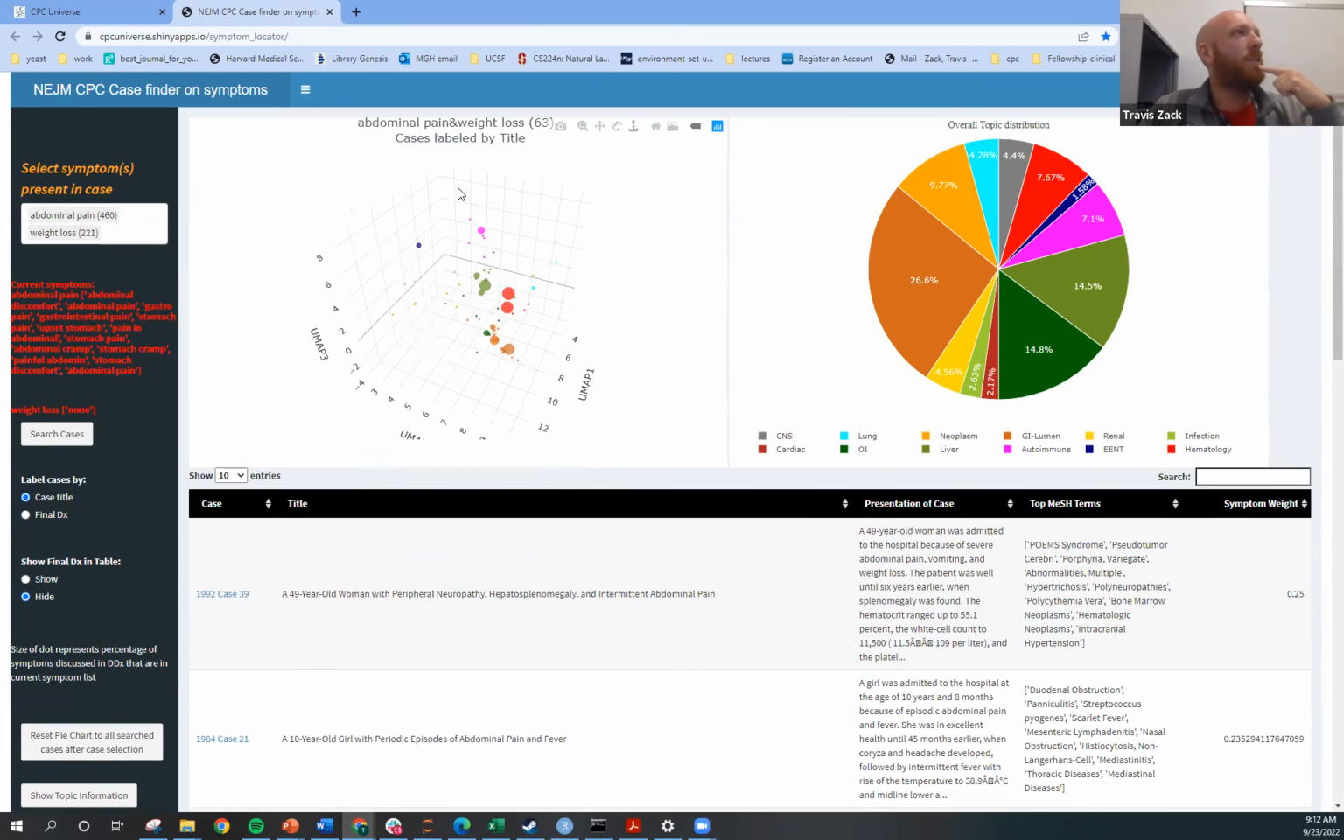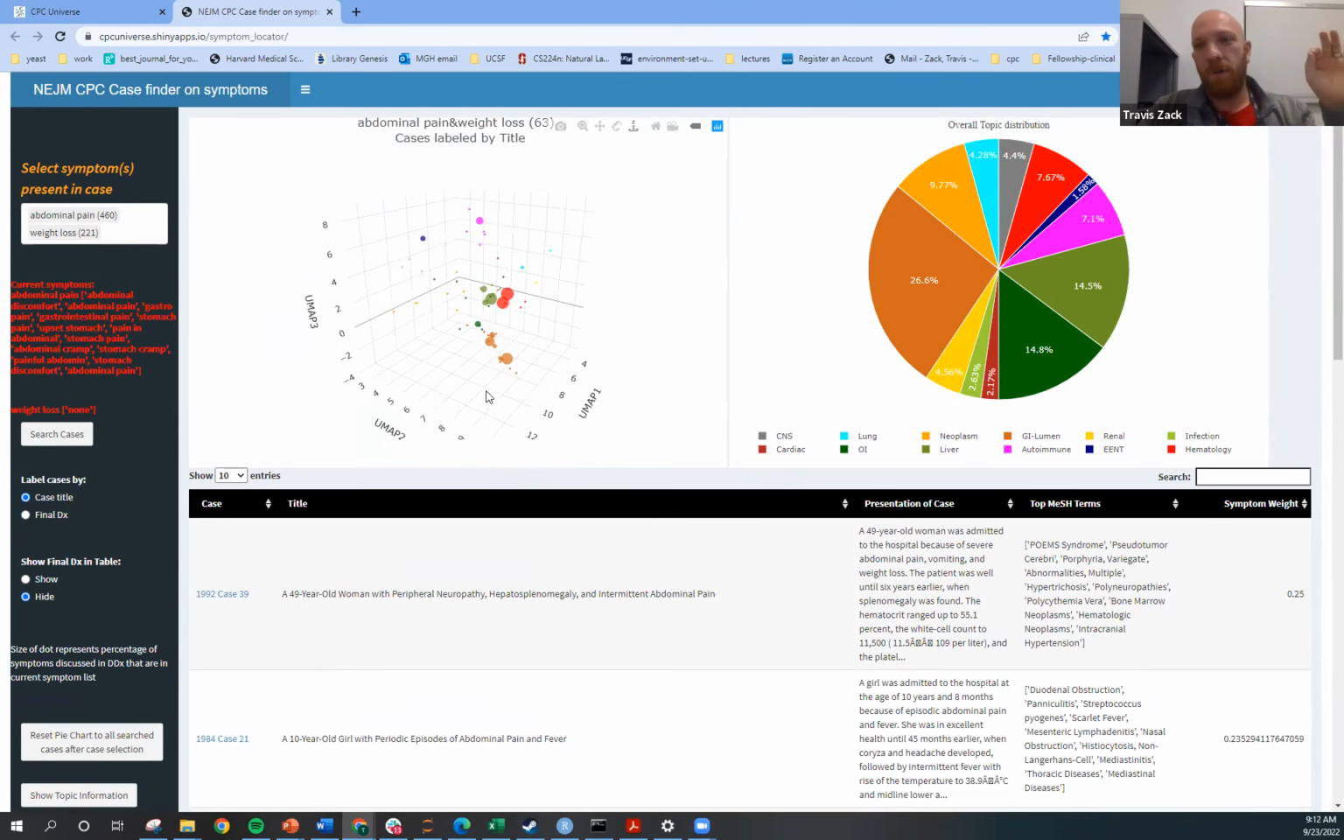And this will restrict the list both in the table and in the dots here to only cases where both of those symptoms were present. The size of the dot represents how much those symptoms were discussed in the differential diagnosis. So, maybe the symptom was present, but wasn't really a salient feature for what was important in the problem representation, then that dot's going to be very small. Whereas if it was discussed frequently as part of what they were using to narrow the differential, then the dot is a little bigger.